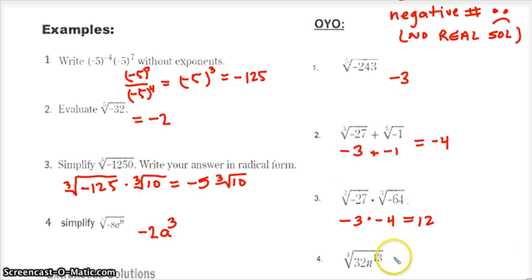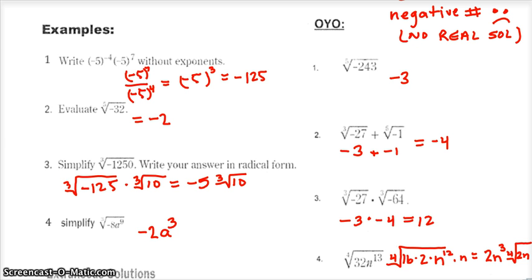I want to break this down into the 4th root of 16 times 2, and I'm going to do that because I can take the 4th root of 16, and then I'll break n down into n to the 12th times n. So my final answer after taking the 4th root will be 2n to the 3rd times the 4th root of 2n. If you missed any, go back and check your work.